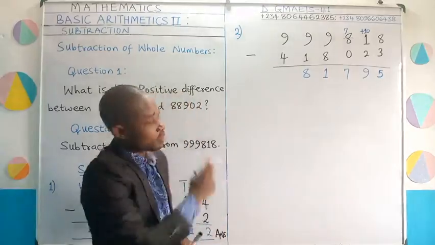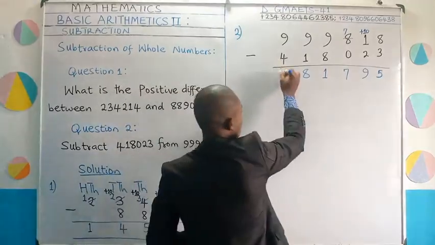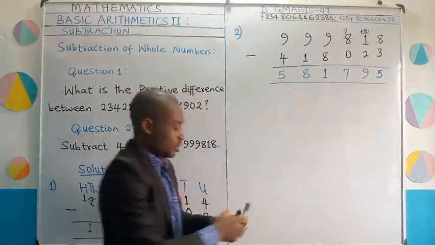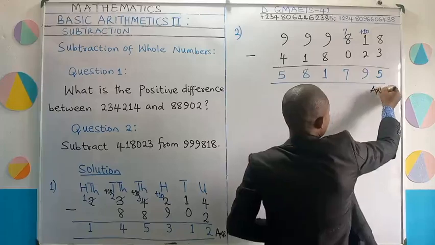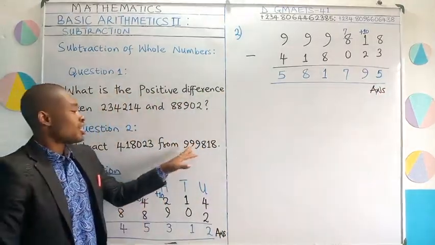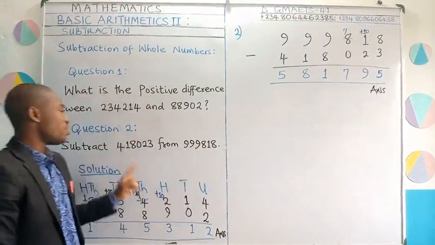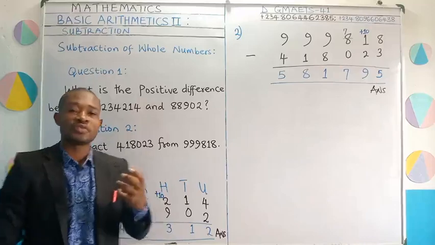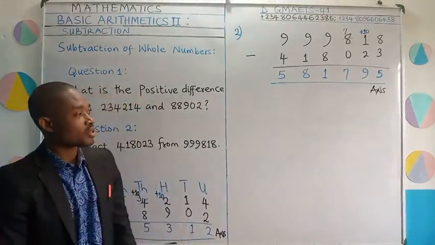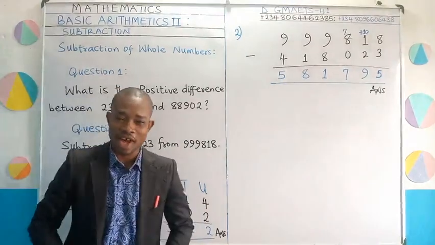Finally, hundreds of thousand place value there. 9 minus 4 is 5. So you record your 5. And this is the answer. Okay, this is the answer. So I can conclude, therefore, 999,818 minus 418,023 is equal to 581,795.